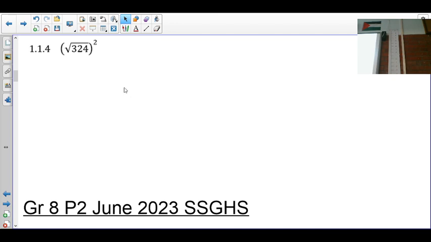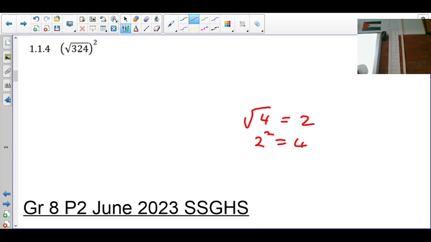I've told you before. What is the square root of 4? 2. And 2 squared is 4. Okay, so the square root is the reverse of the square. You see that? The square root is the reverse of the square. So the square root of 320 squared, the square and square root cancel, give you 320. That's all you need to do.